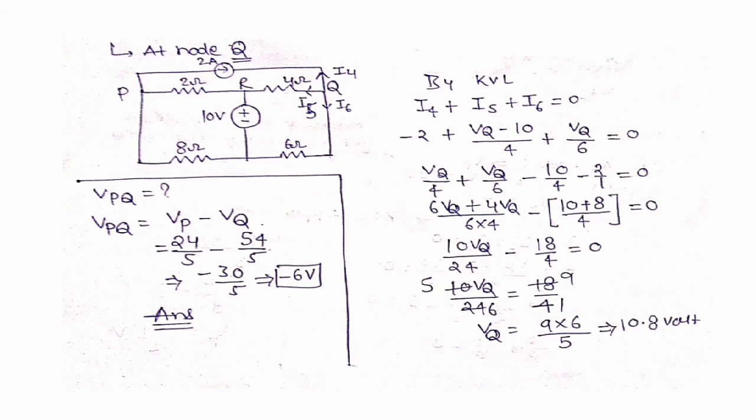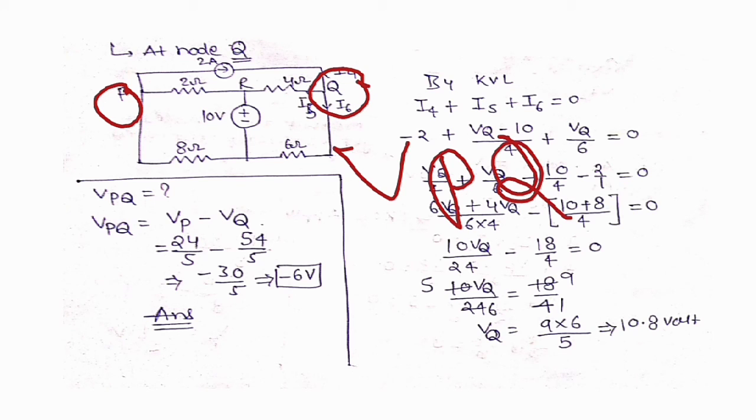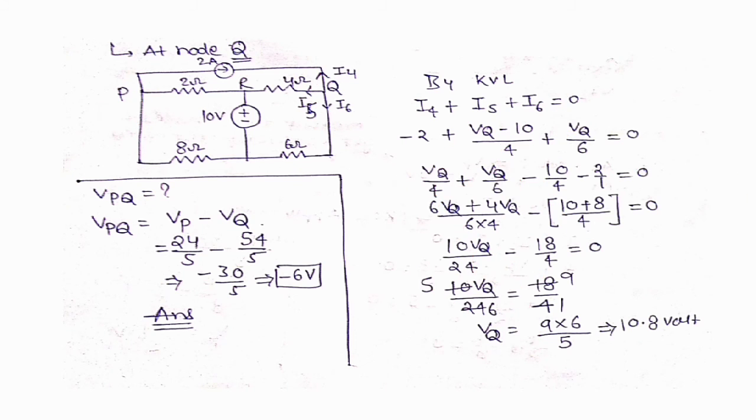The question asked for the potential difference between P and Q. So what is PQ? PQ is equal to VP minus VQ. Here we get the voltage VP, that is 24 divided by 5, and the voltage VQ, that is 54 divided by 5. After we subtract, we get minus 30 divided by 5, that means the value of minus 6 volt.